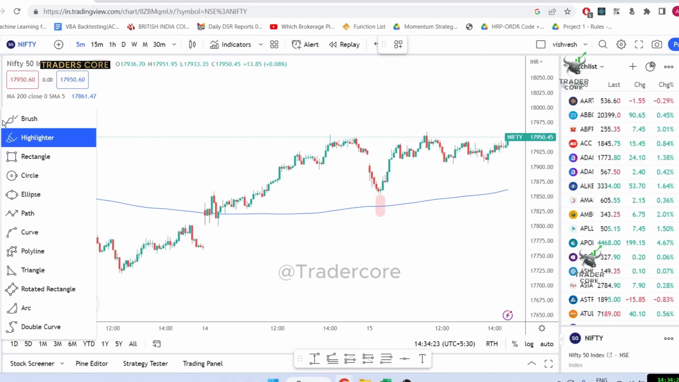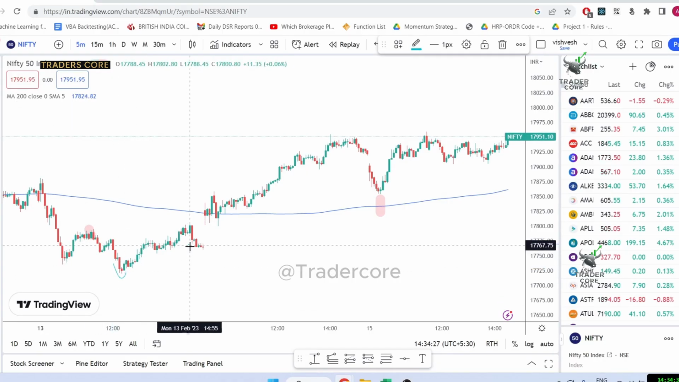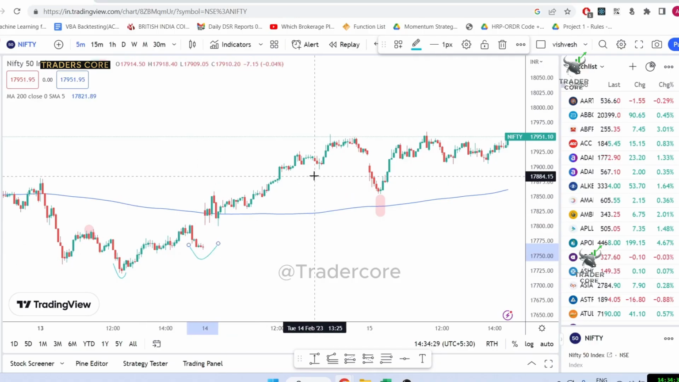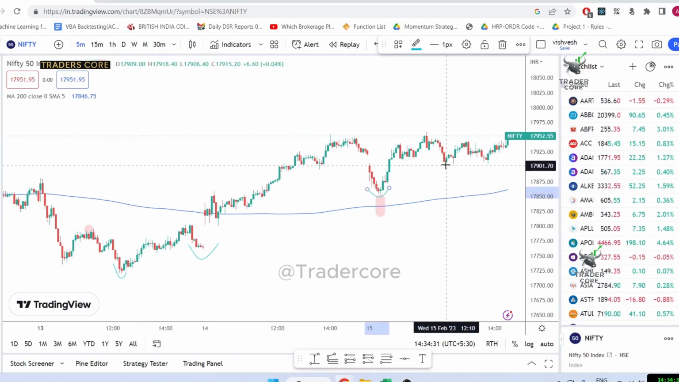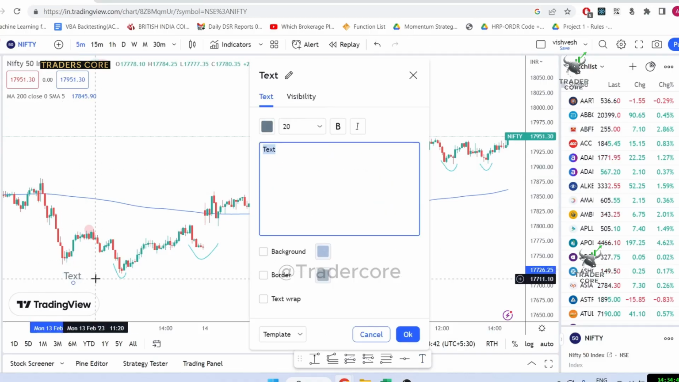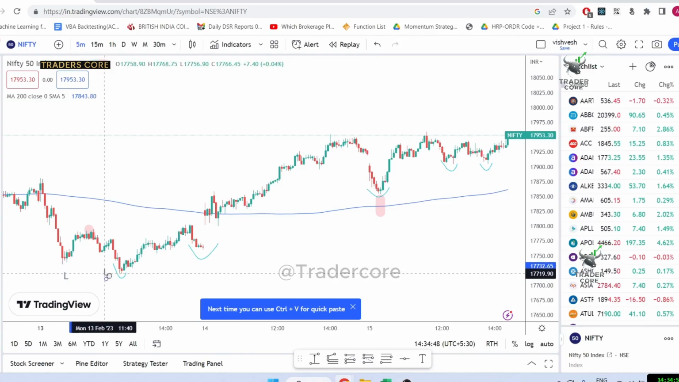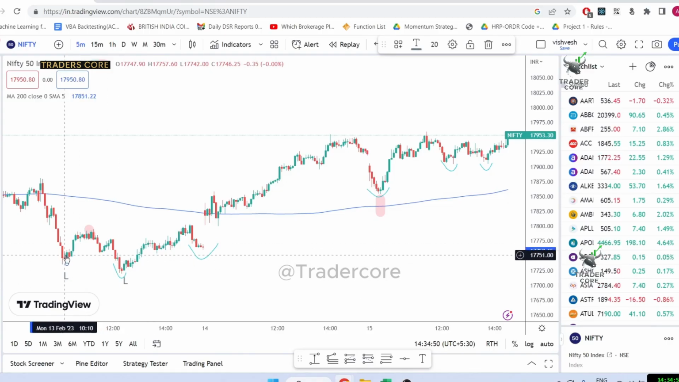Any V-shape that you can look, that is called a swing low. So all these V-shapes, basically the stock was coming down, it made a bottom and went up. That's called a swing low. So let me mark a few swing lows. This is a swing low. Similarly, this is a swing low. This is also a swing low.